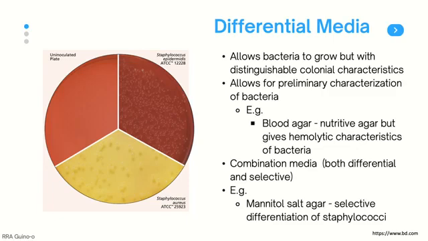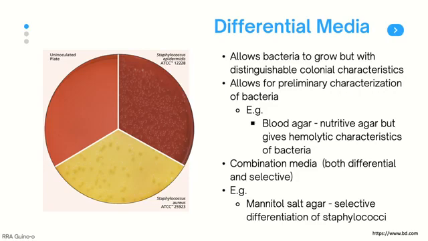Then we also have combination media, and these are media that are both differential and selective. One example we have is mannitol salt agar, which is used for the selective differentiation of staphylococci. This is the example that you can see on the left. Here you can see that the different quadrants have different species of Staphylococcus.